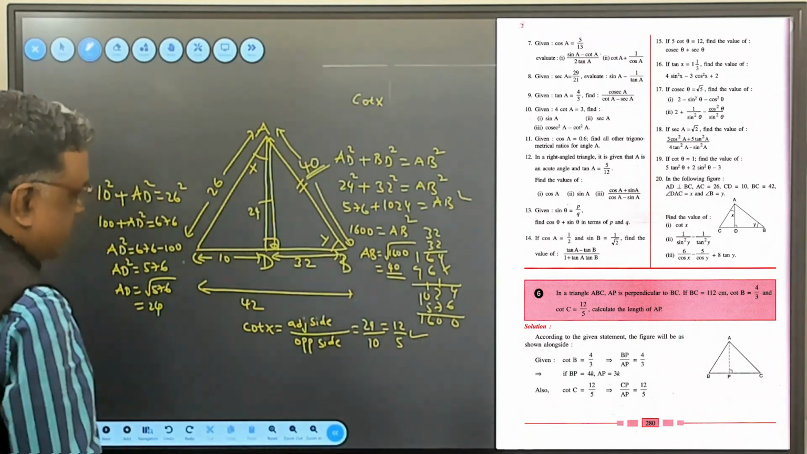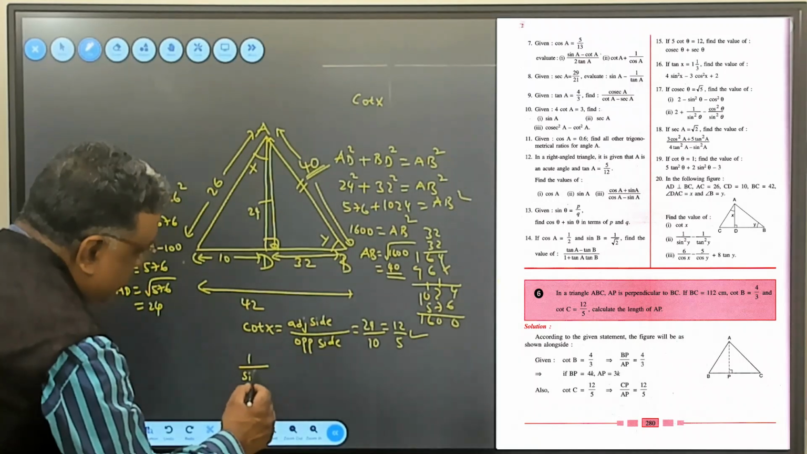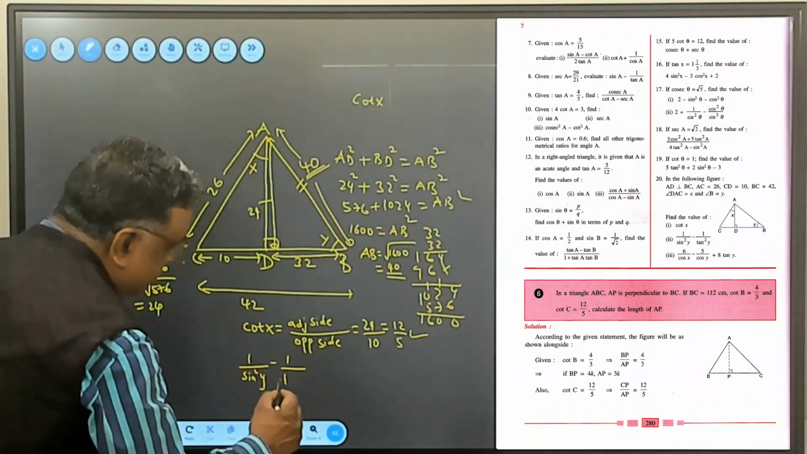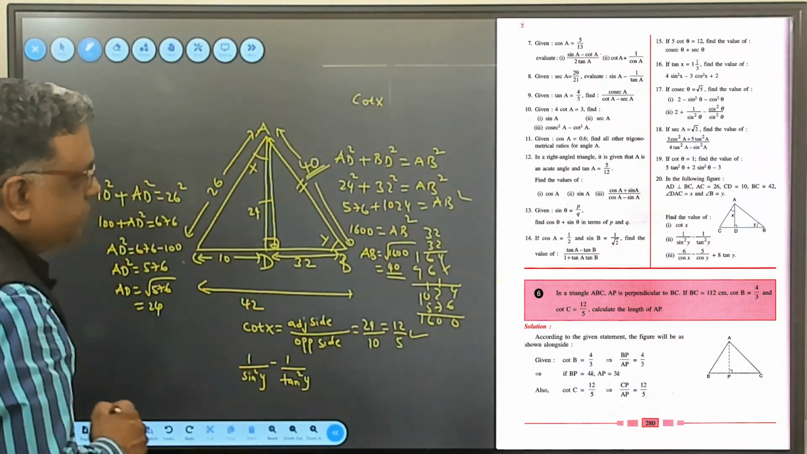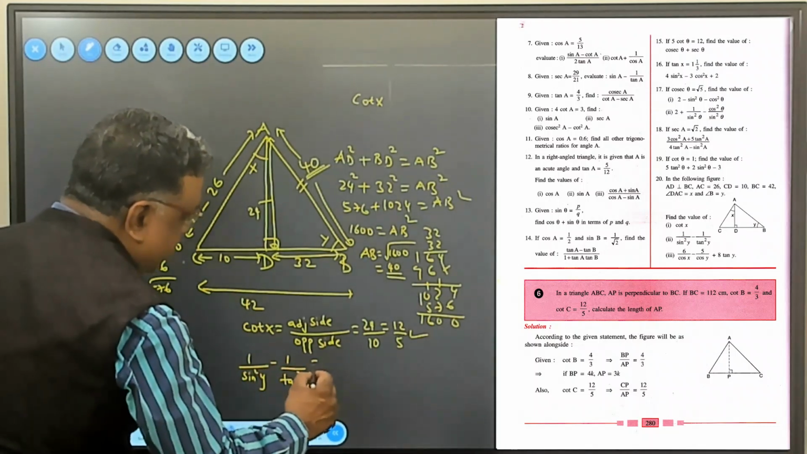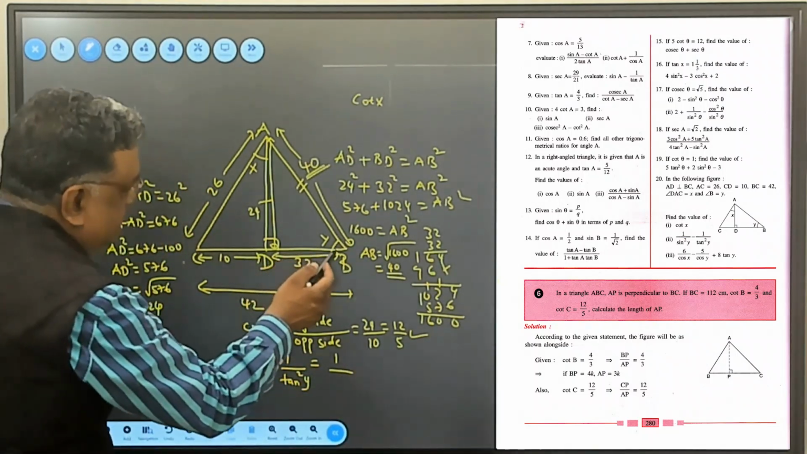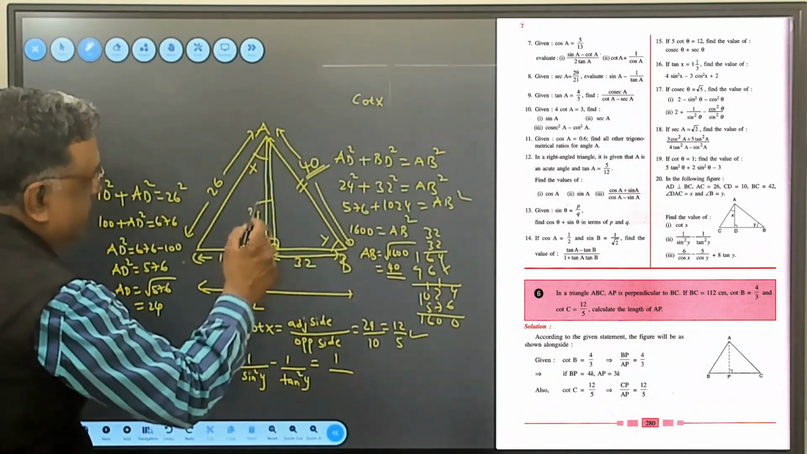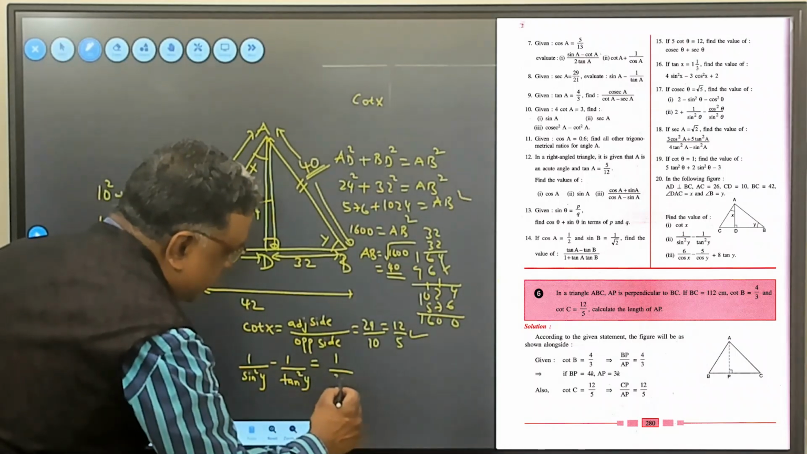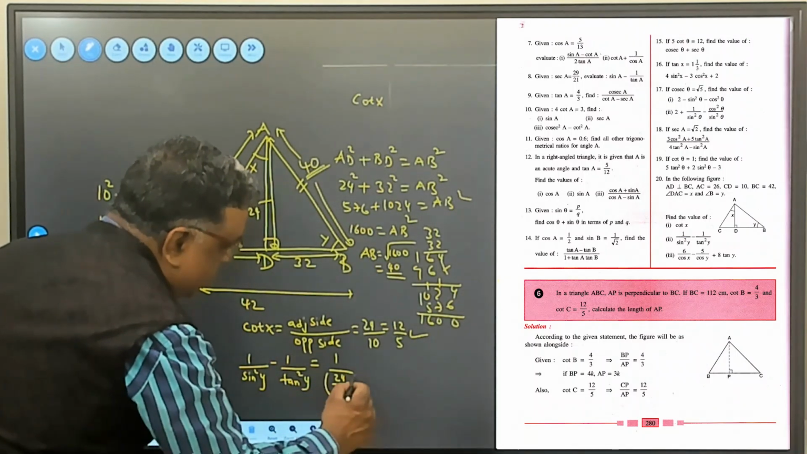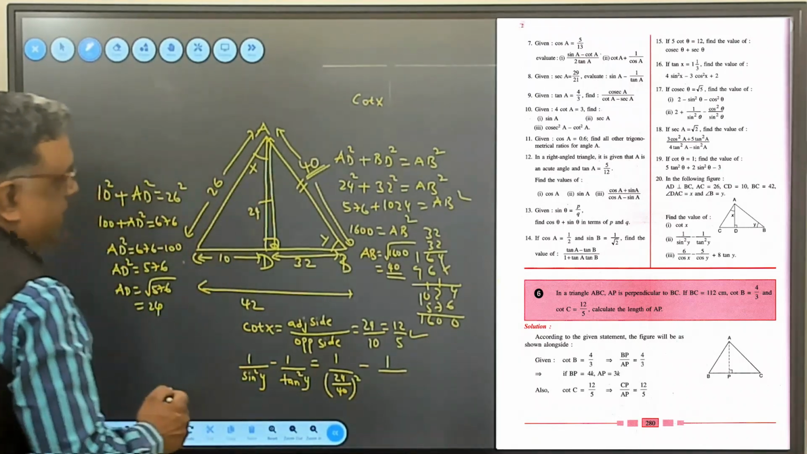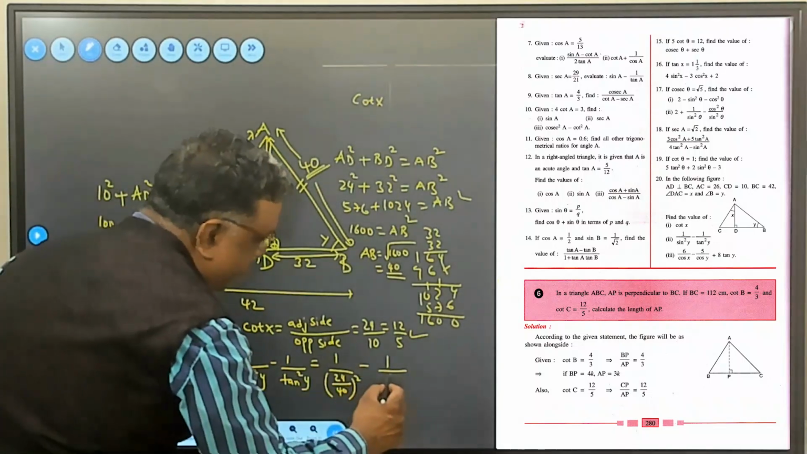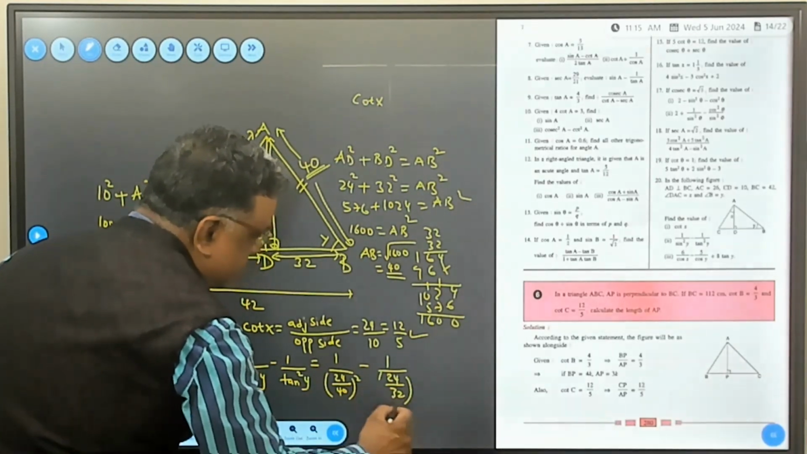What is next? 1 upon sine square y minus 1 upon tan square y. Okay, so let's try to find that out. So sine square y. Sine y is what? Opposite side, which is AD, upon hypotenuse, that is 24 upon 40, the whole square. So I can write 24 upon 40 the whole square, minus 1 upon tan square y. Tan y is what? Opposite side upon adjacent side, that is 24 upon 32, the whole square.